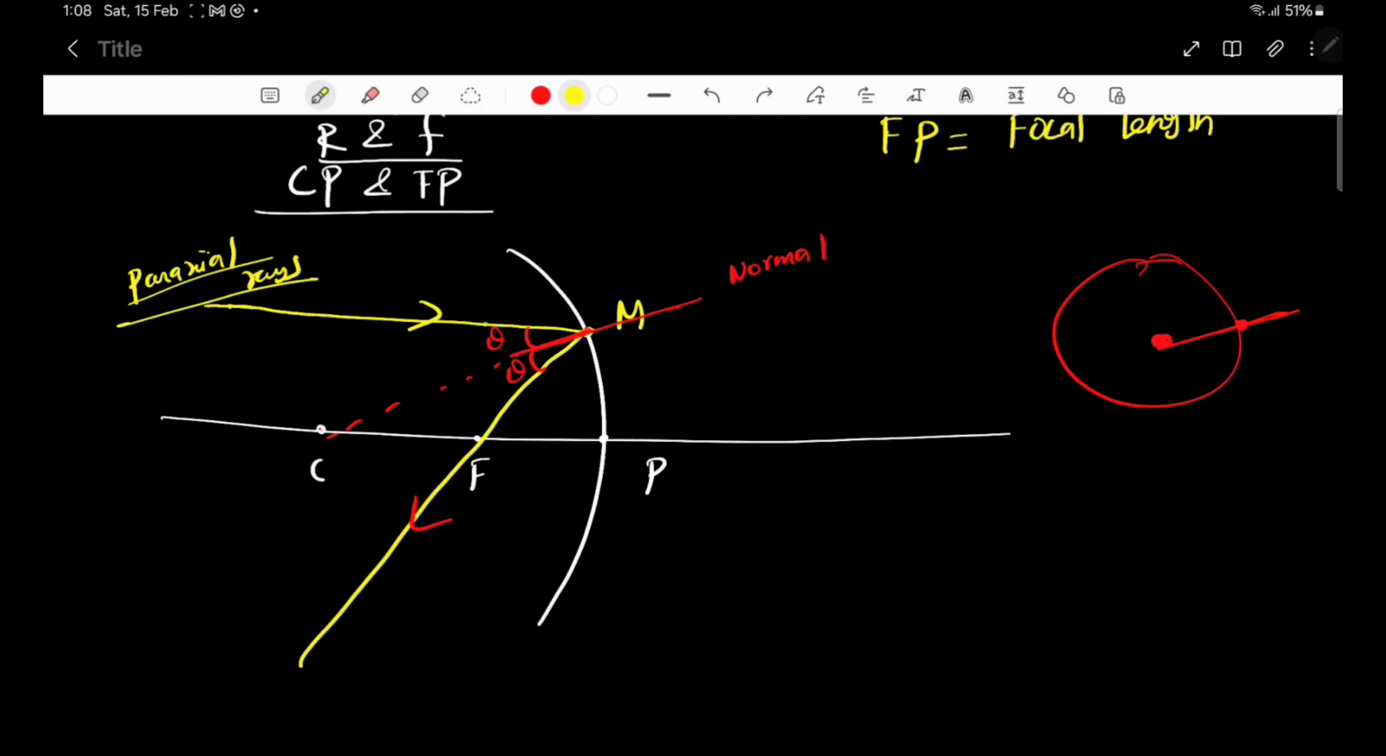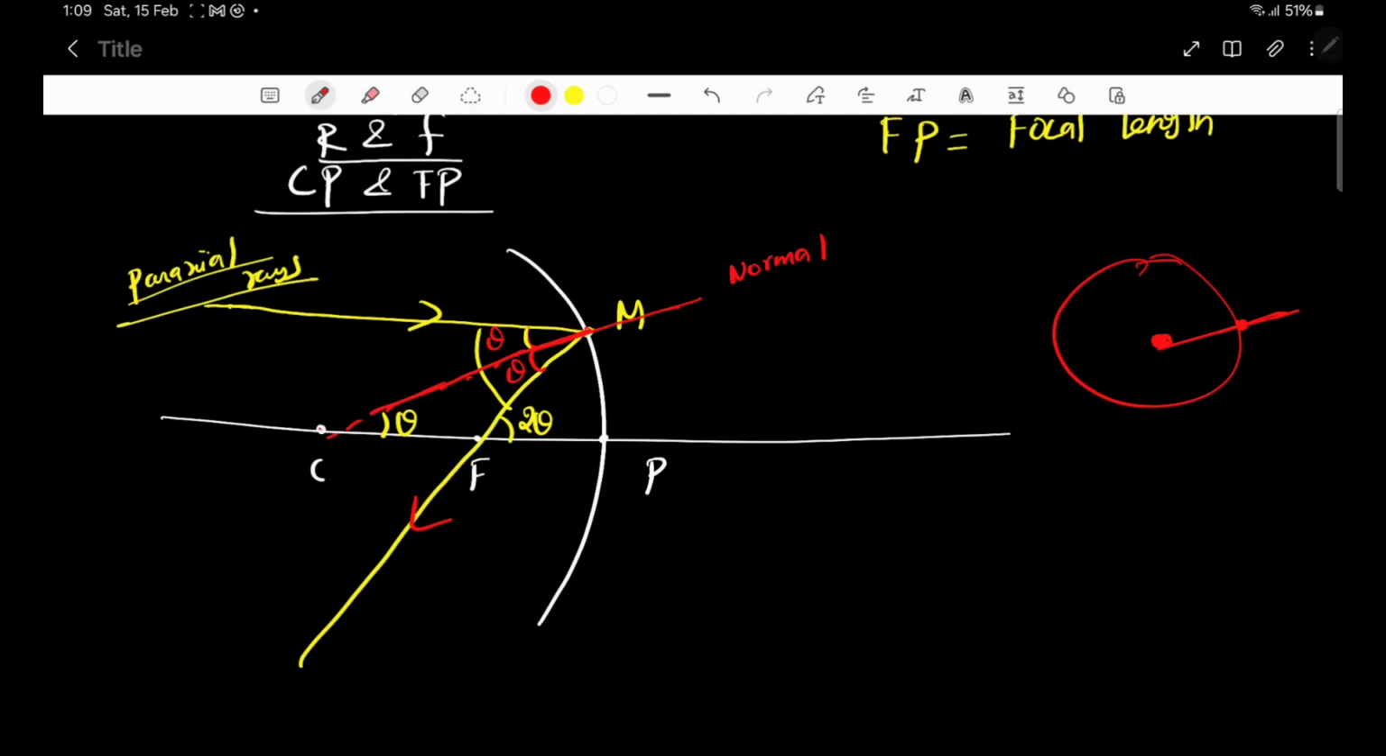So, obviously if this angle is 2 theta, this angle is also 2 theta, because alternate angles are equal. Similarly, if this angle is theta, this angle also should be theta, because alternate angles are equal. Because this line is called the normal line, this normal line is making theta angle to the horizontal. So, the same normal line should make the same theta angle to the other horizontal line.